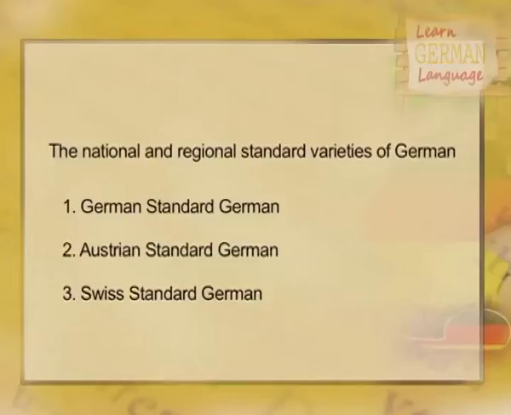Let us look at certain varieties of Standard German. The national and regional standard varieties of German are basically three. There is Standard German which is used in Germany, there is Standard German which is used in Austria, and also there is Standard German which is used in Switzerland. So, as I told you, German is a pluricentric language. That means German as a language is used in its standard form in 3 countries, and also German is spoken and used as a dialect in various countries.